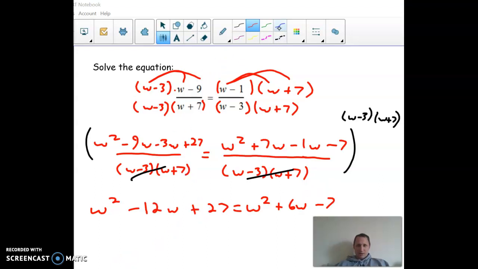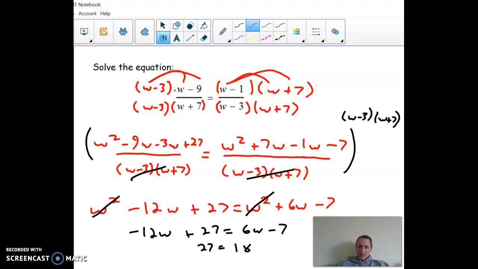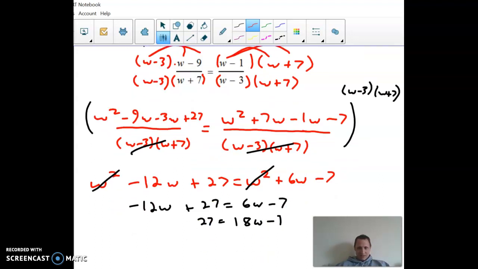All right, and now what's kind of nice on this question is you have w squared on both sides, so you can subtract w squared and they'll cancel out, which is really nice because now it's a linear equation and we don't have to do the quadratic formula or anything like that. Now it's just some basic algebra steps. So I'd add 12w to both sides. Cancels them out on the left. Okay, and then the final couple things here, add 7. So we'd have 34 equals 18w.